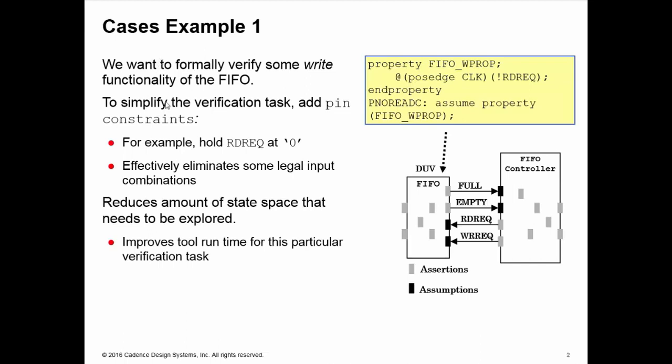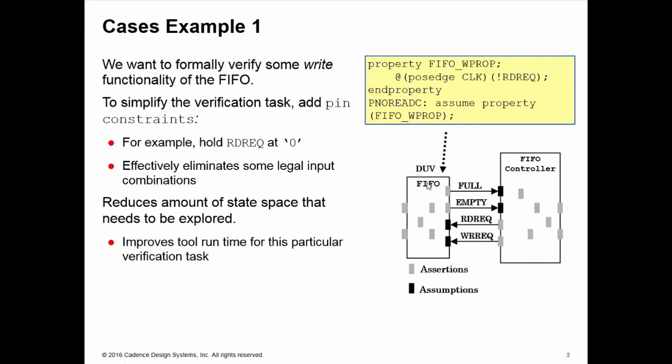So you're writing an assumption, not because you're expecting it to always be true, always meaning in real life or in a simulation. You're stating an assumption just because it's convenient at the current time. So let's say, for example, if we explain it this way, we want to verify some write functionality of this FIFO here. So the FIFO is the design we're trying to verify.